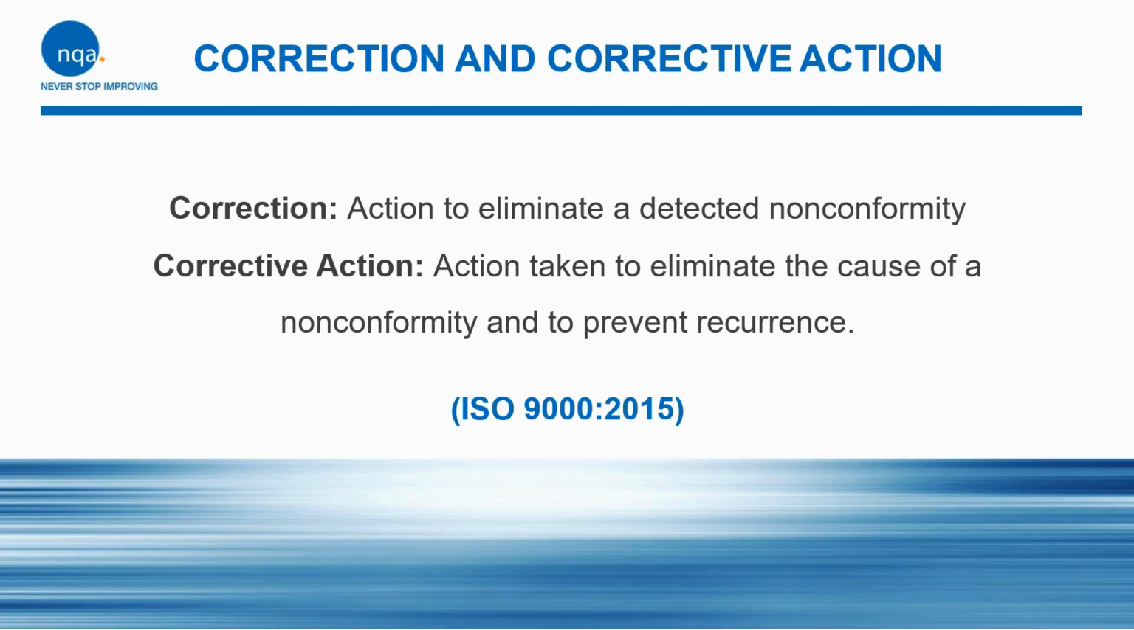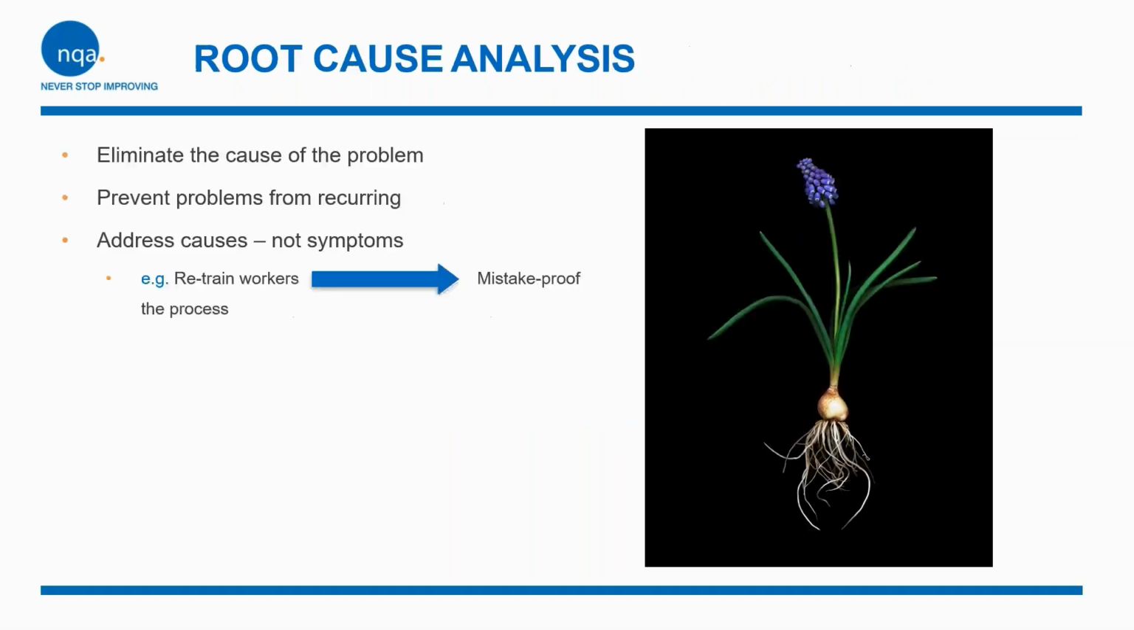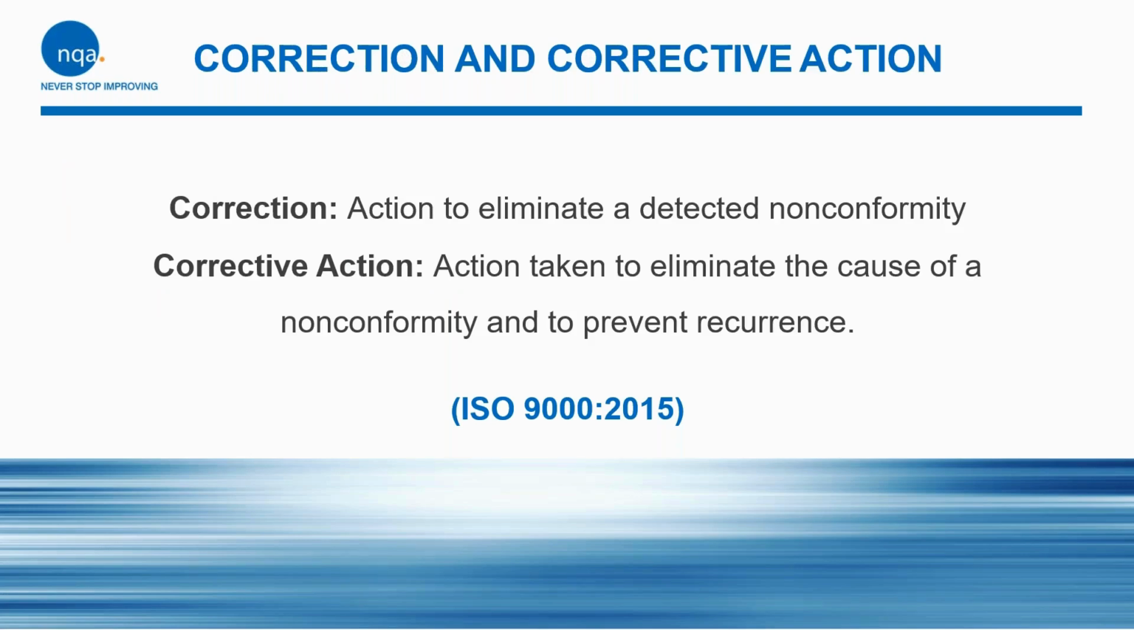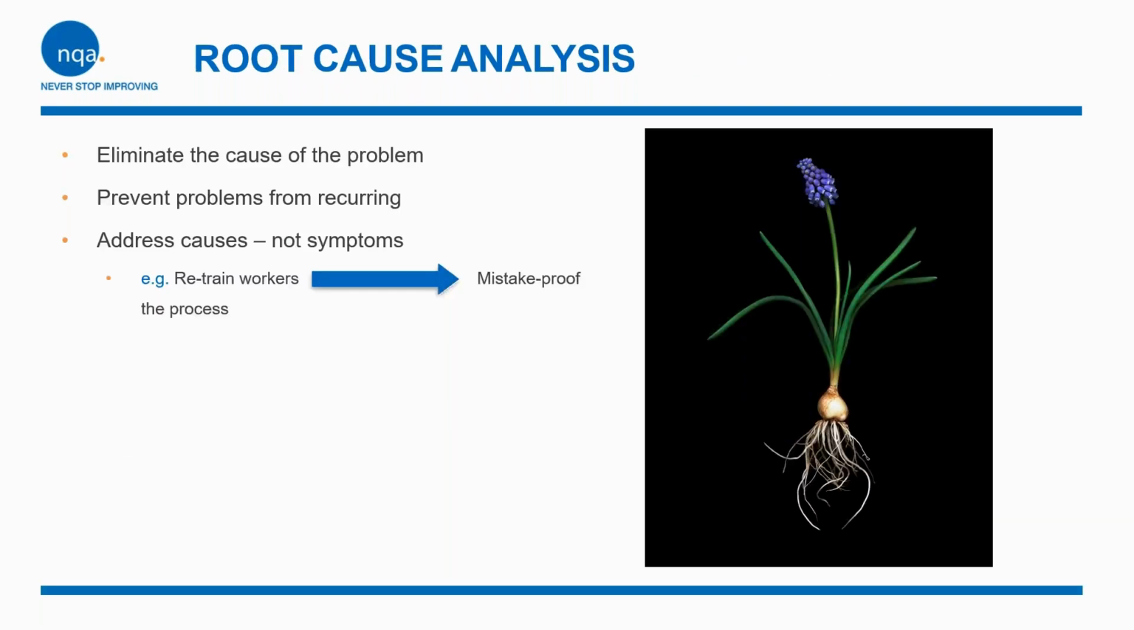But more importantly is the corrective action. This is defined as the action taken to eliminate the cause of a nonconformity and to prevent reoccurrence. Now, to be clear, the correction deals with the actual problem, and corrective action deals with the cause of the problem. What you need to do as an organization is really delve into understanding what the cause of the problem is, so it can be eliminated and you can prevent problems from recurring in the future.